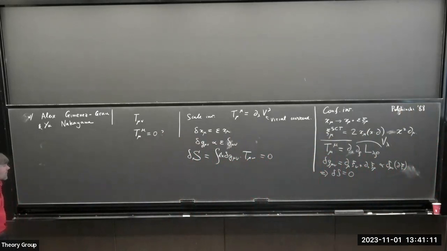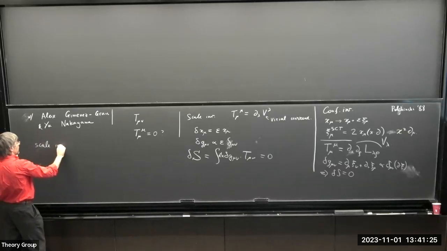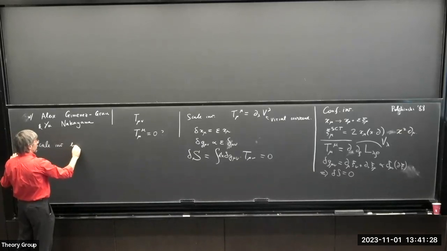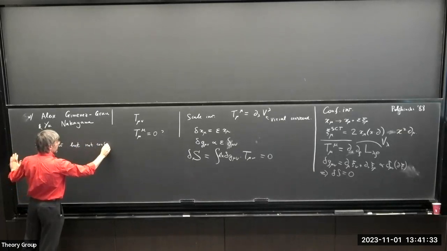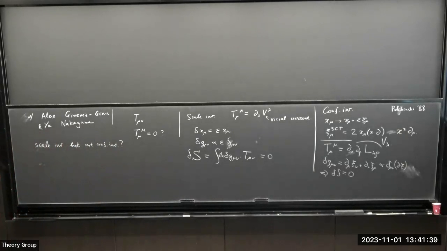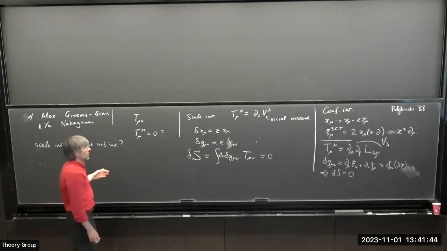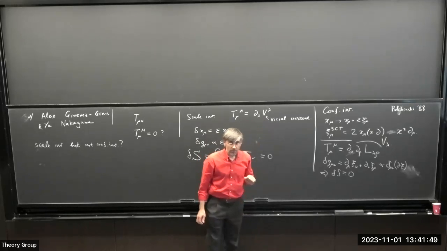Now, based on this story, let us ask ourselves the following question. Can you have theories which are scale invariant but not conformally invariant? So for such theories to exist, you have to have in your theory a virial current operator, V lambda.